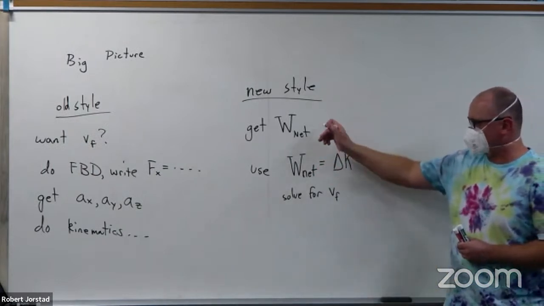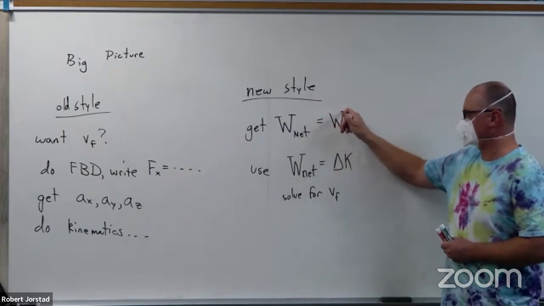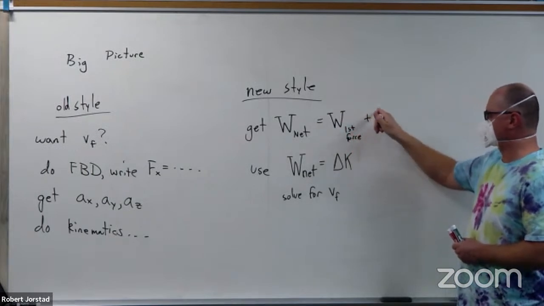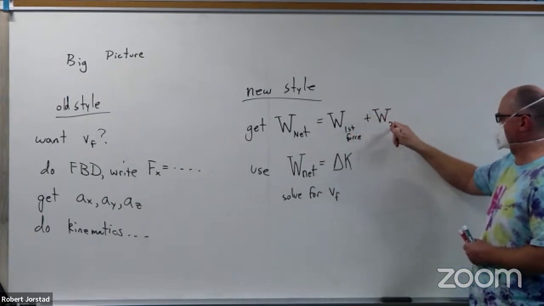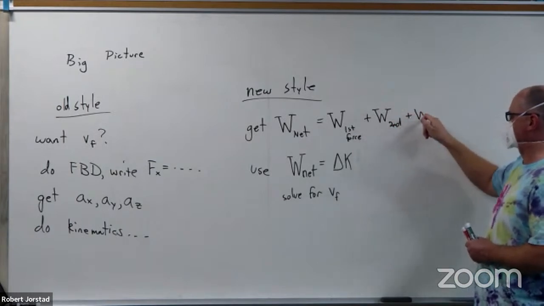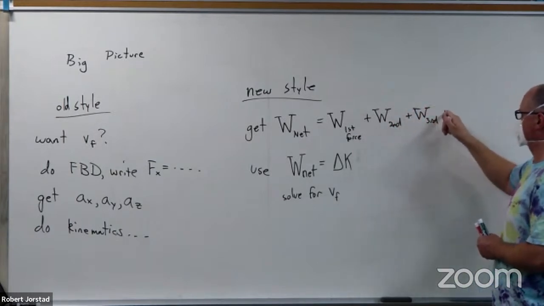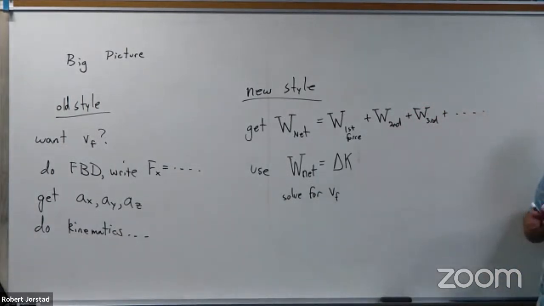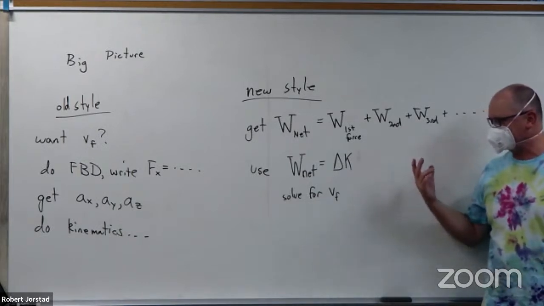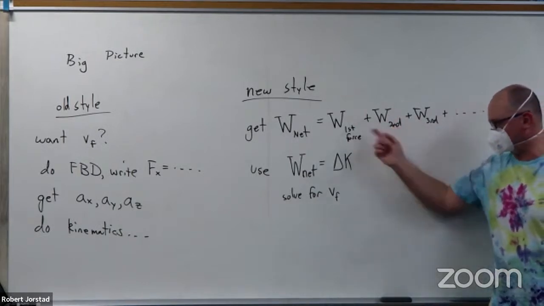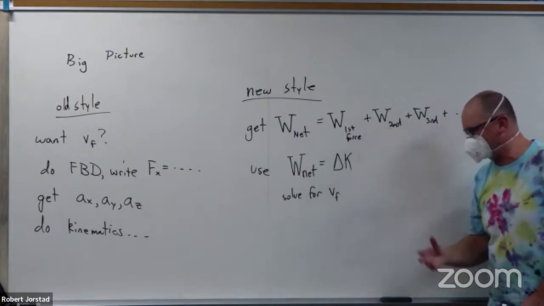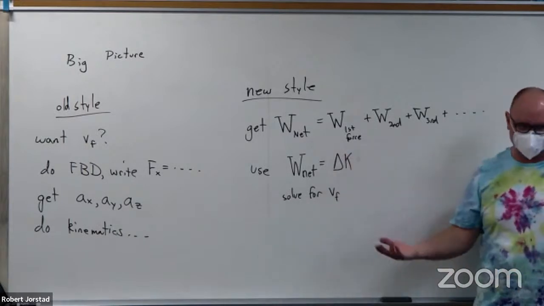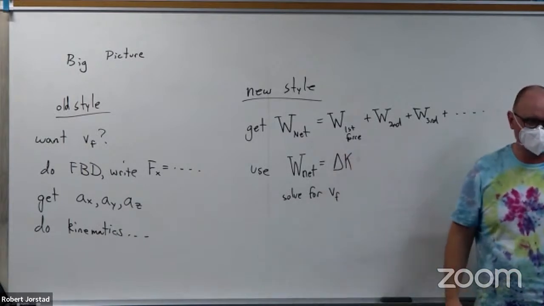Now, to be clear, work net equals work done by the first force plus work done by the second plus work done by the third, plus all the way out to all of them. You know what I mean? It's just the net work from every single force in the problem. So what you could do is get the work done by tension, the work done by friction, the work done by normal force, the work done by mg. Add those all up, it's equal to 1/2 m v final squared minus 1/2 m v initial squared, and solve for something. That's it. Good?